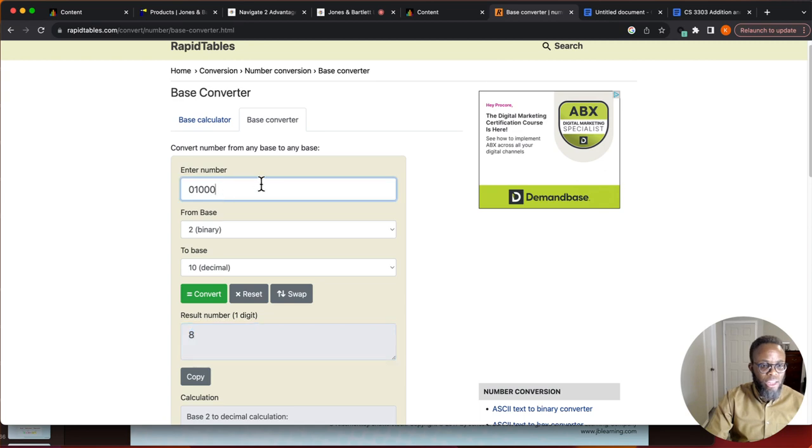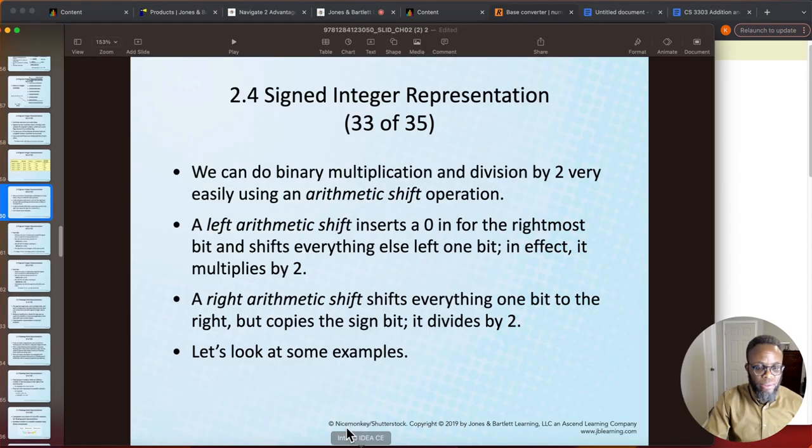Okay, so let's shift this left again. Remember, shifting left is just adding a 0 at the end of the number, and this would become 16. You see that? Let's shift left again. This would become 32. Shift it left, it becomes 64, right? So for each left shift, you're multiplying a number by 2. That's what this is all about.